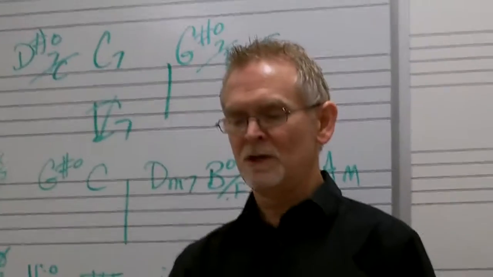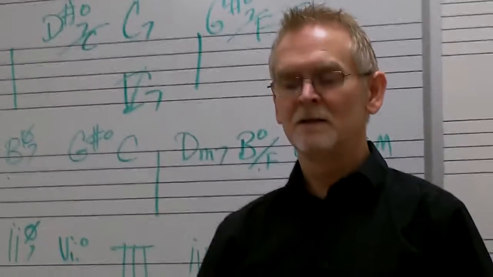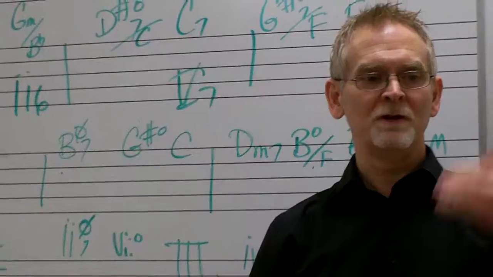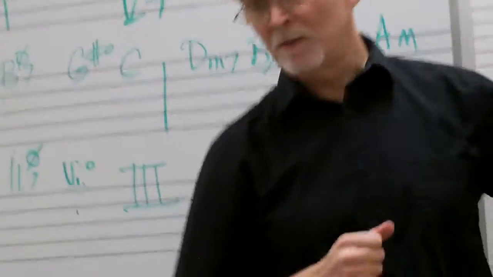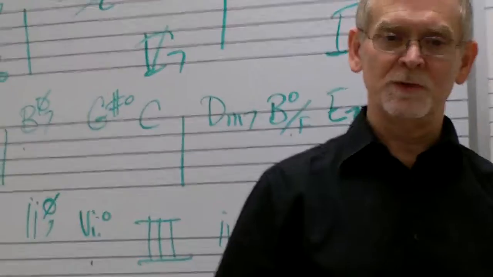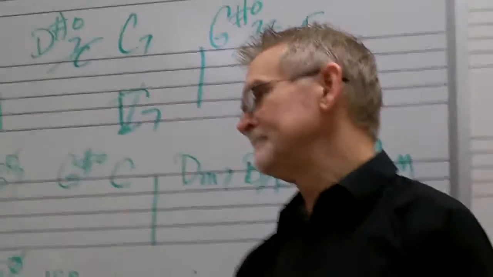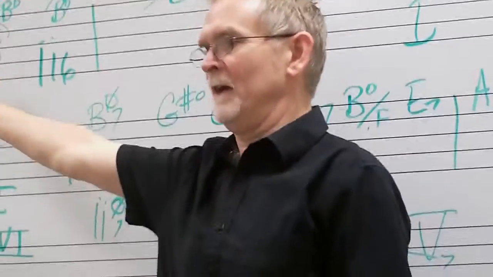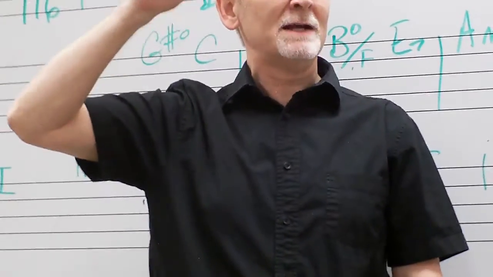So exception number 4 is called chromatic linear movement. Go back to your other sheet and let's list all of our exceptions. We have extended tonicization, we have deceptive resolution, we have enharmonic interpretation, and now we have chromatic linear movement. And this Brahms example is perfect.